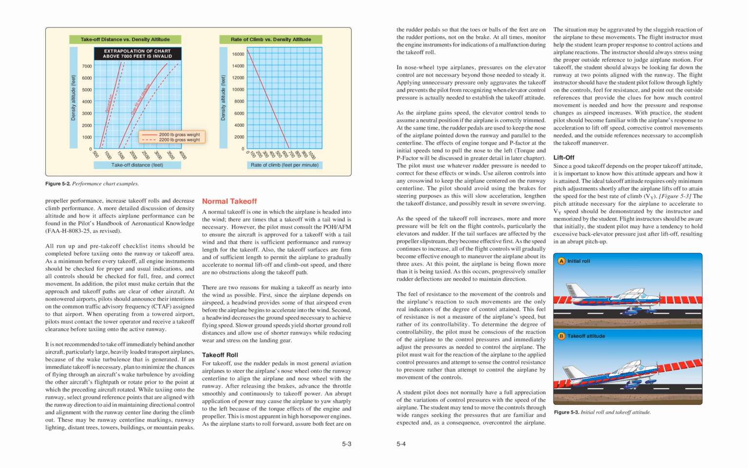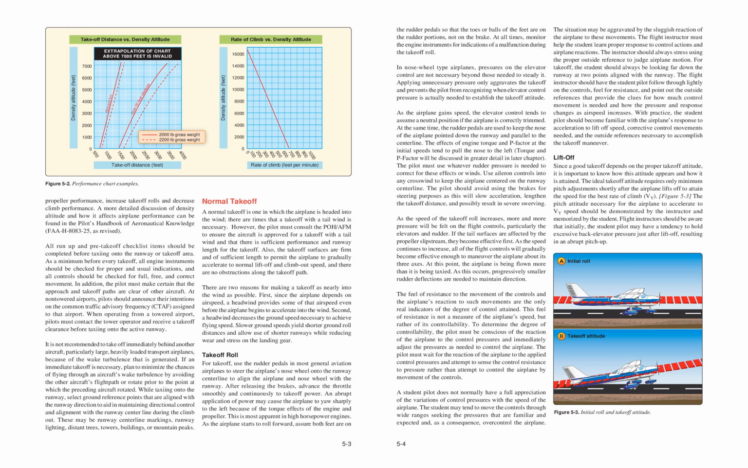As the airplane starts to roll forward, assure both feet are on the rudder pedals so that the toes or balls of the feet are on the rudder portions, not on the brake. At all times, monitor the engine instruments for indications of a malfunction during the takeoff roll. In nose wheel type airplanes, pressures on the elevator control are not necessary beyond those needed to steady it. Applying unnecessary pressure only aggravates the takeoff and prevents the pilot from recognizing when elevator control pressure is actually needed to establish the takeoff attitude.